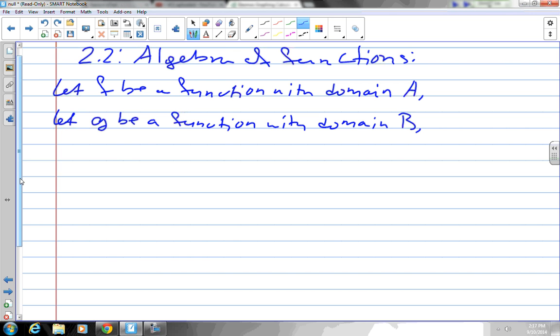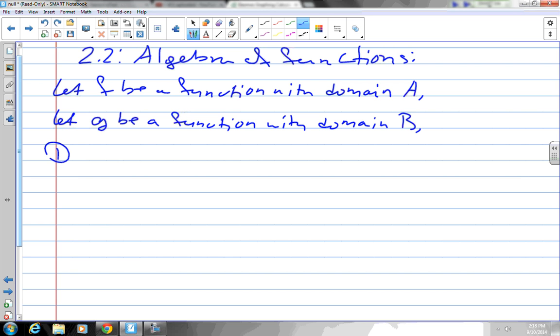Now with functions, there's also a 5th operation that we can do on functions called composition of functions, and we'll do that in section 2.3. But for now, you only have 4. Add, subtract, multiply, divide. So those are pretty straightforward. If you understand how to combine like terms, then you can add functions, you can subtract functions. If you understand how to FOIL, you know how to multiply. If you understand how to find common denominators and things like that, you should be pretty okay with it. The tricky part will be the domain of those new functions.